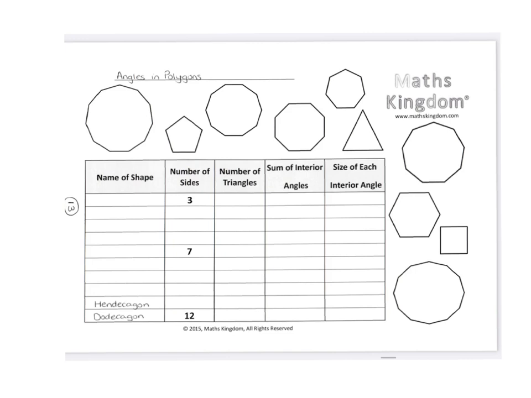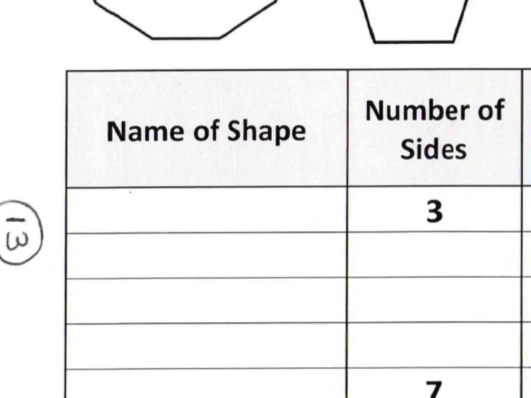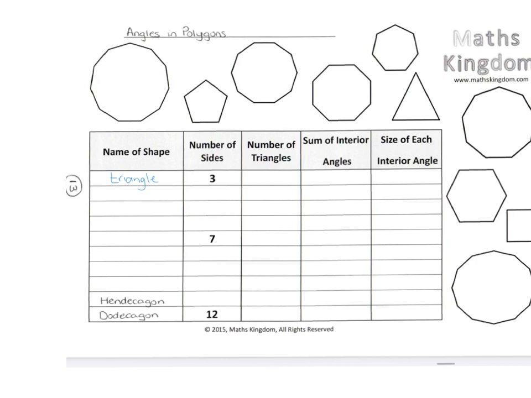Okay, now, first of all, we're going to look at a three-sided shape here, okay? So three-sided shape is obviously a triangle. Okay, so I'm going to write that in. Triangle. Okay. Now, it's a wee bit silly for this first one, but it says number of triangles. Well, obviously the number of triangles in a triangle is 1.